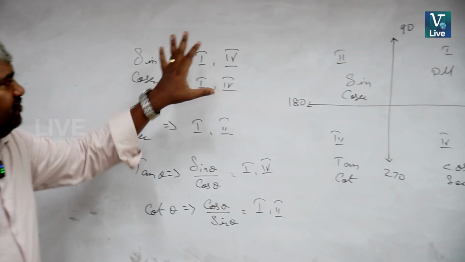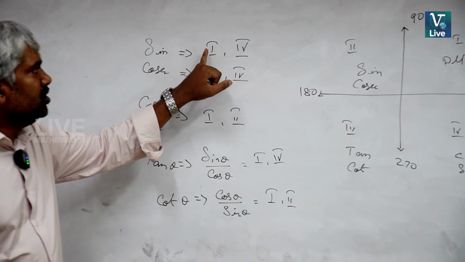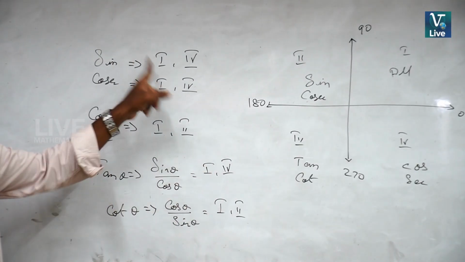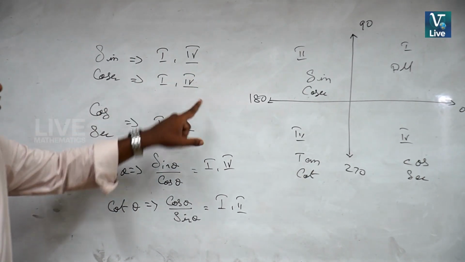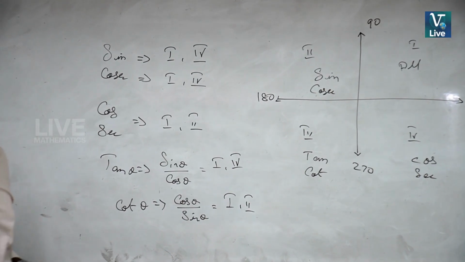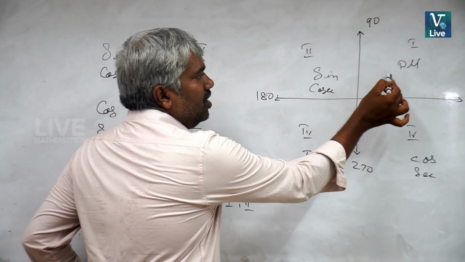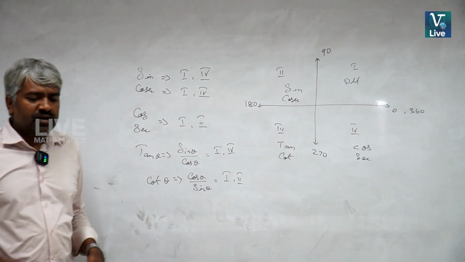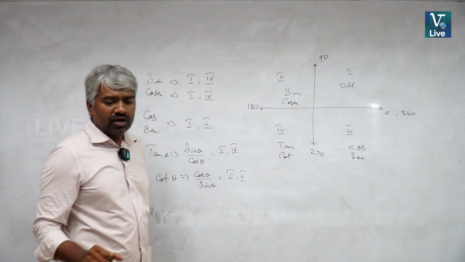When you look at all the ratios, they are positive only in the first quadrant. The quadrants adjacent to the first quadrant, that is the second and the fourth quadrant, are for the negative values. Take note of this.